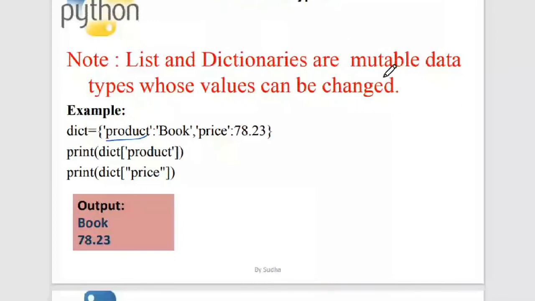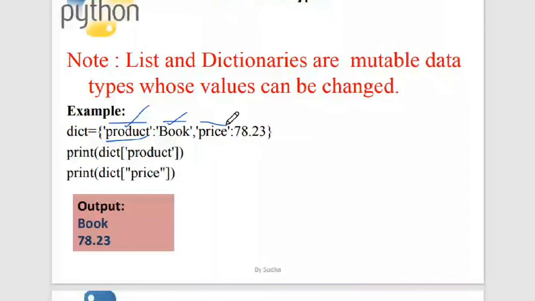So herein I have given a dictionary. So this is the key and this is the value. So the key is product and the value is book. Okay, so the value can be any data type. And this is the key price and then this is the value. So it is separated by a colon over here. Okay, so this is what is called a dictionary key value pair.